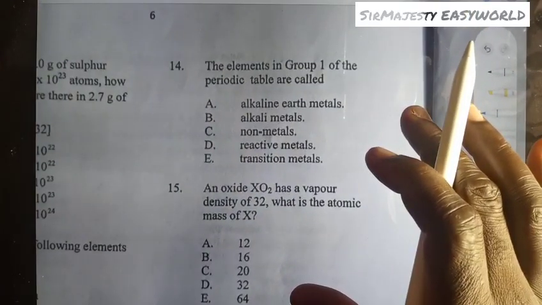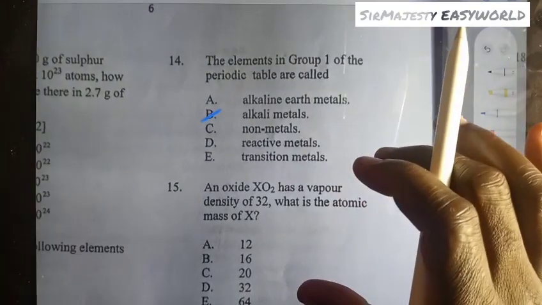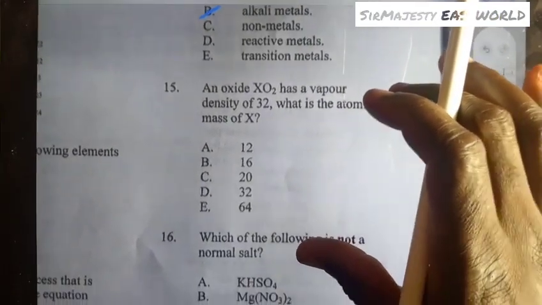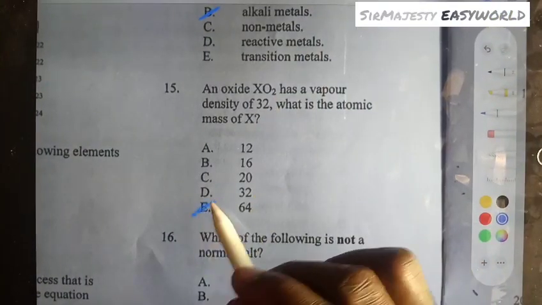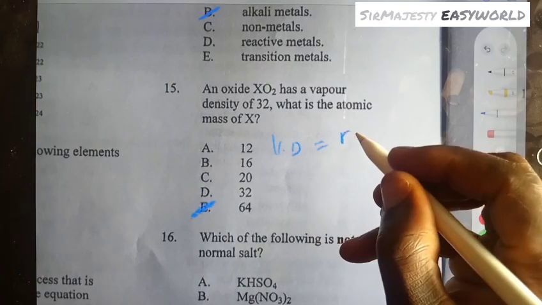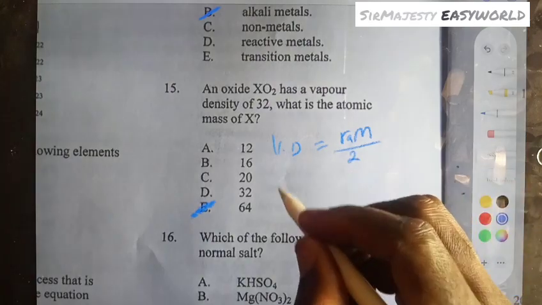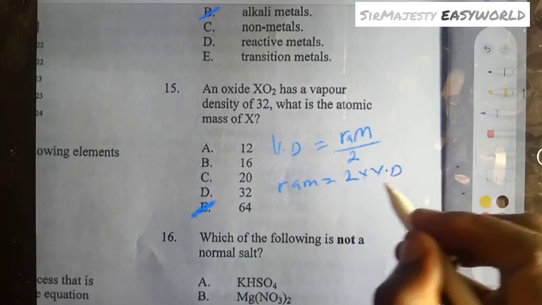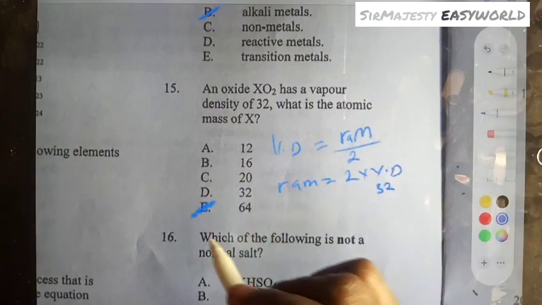The elements in group 1 of the periodic table are called alkali metals, while group 2 are called alkaline earth metals. An oxide XO2 has a vapor density of 32. What is the atomic mass of X? 32 times 2, which will give you 64. Remember that vapor density is equal to relative molecular mass divided by 2, or rather you say that relative molecular mass is equal to 2 times vapor density. So if vapor density is 32, 2 times 32 gives you the relative mass of X.